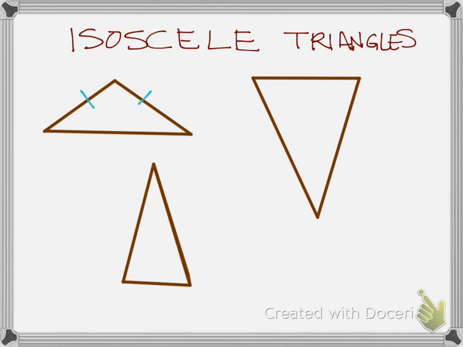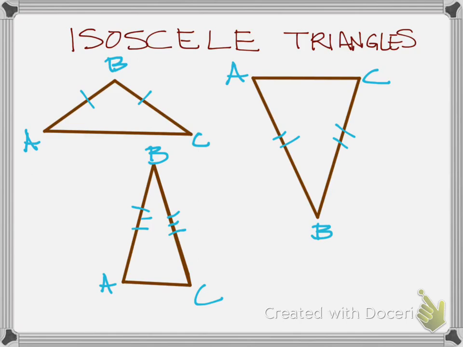Those two sides are the same length. These two sides are the same length. And these two sides are the same length. In an isosceles triangle, the sides that are the same length are referred to as legs. The other side is called the base. I have named each of the triangles ABC, and in each of those triangles, the legs are segment AB and segment BC. The base for each of them is segment AC.